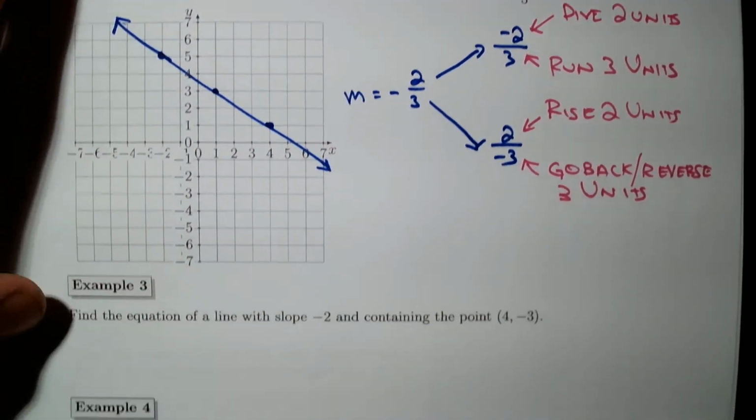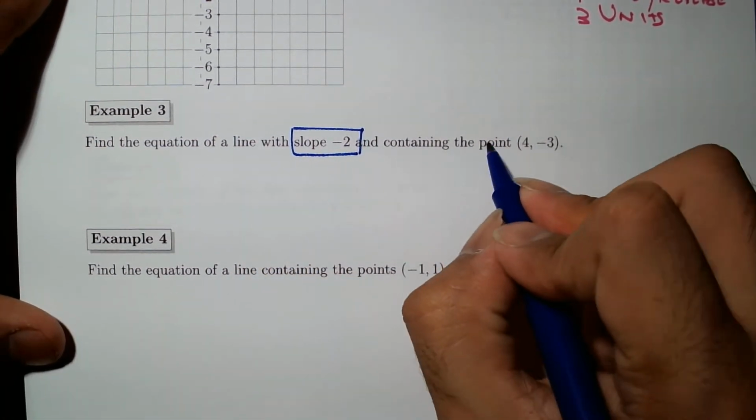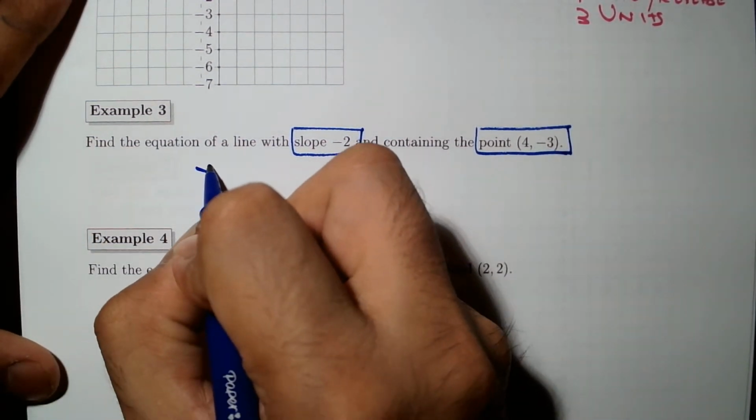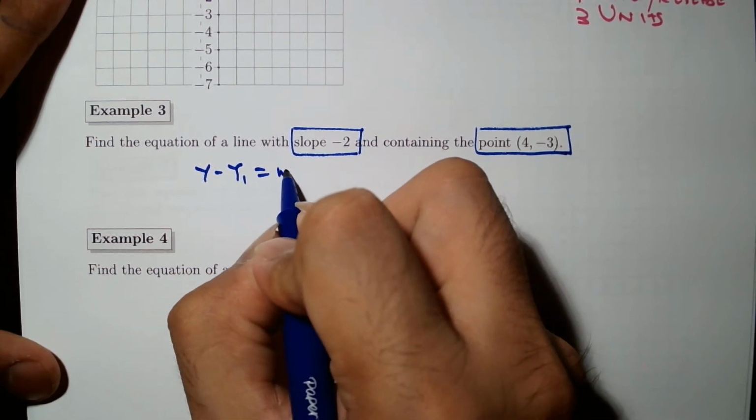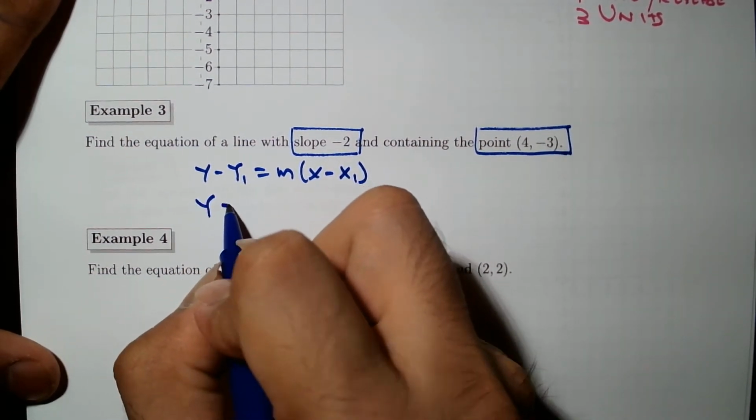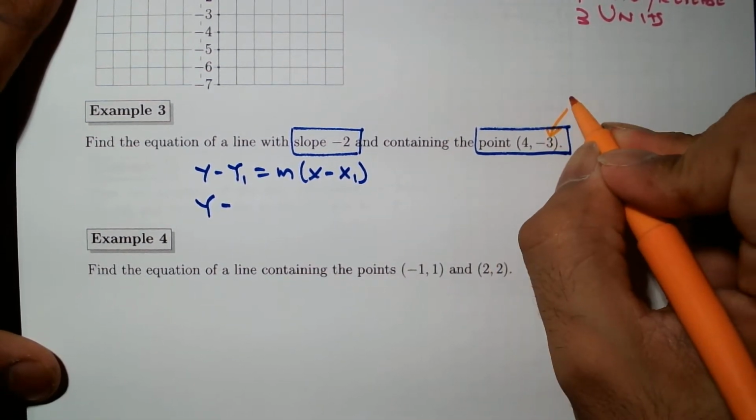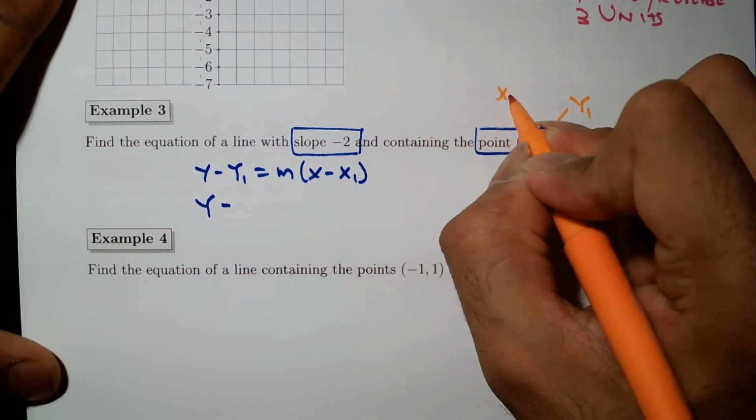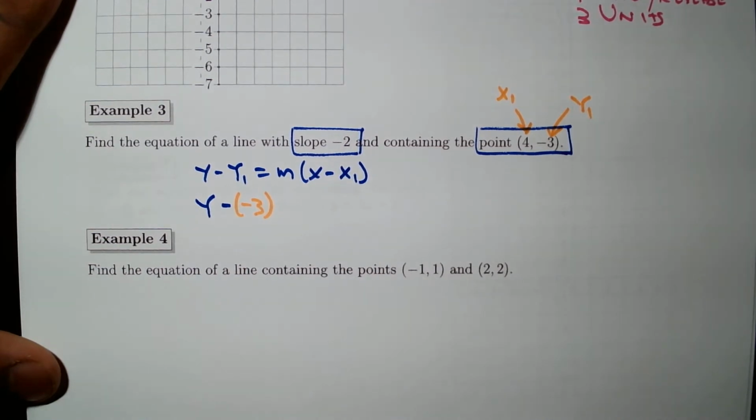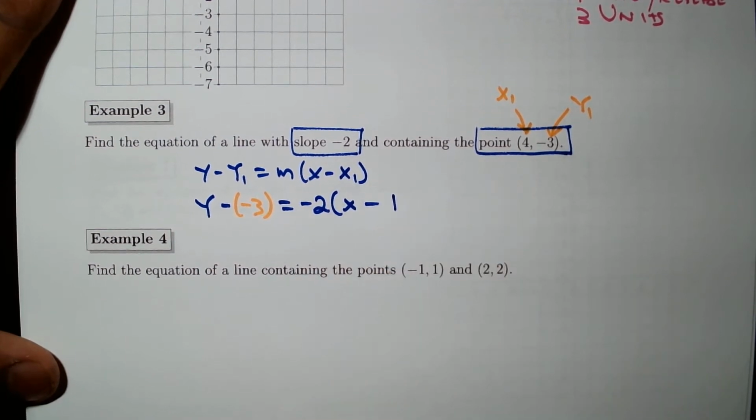Alright, we have another example in which we are given the slope of negative 2 at the point 4 comma negative 3. So in this case we are going to use the point slope form, which is y minus y1 equals m times x minus x1. In this case, y minus y1, which is the negative 3, this is our y1 and this is our x1. So negative 3 equals m, which is negative 2, times x minus 4.